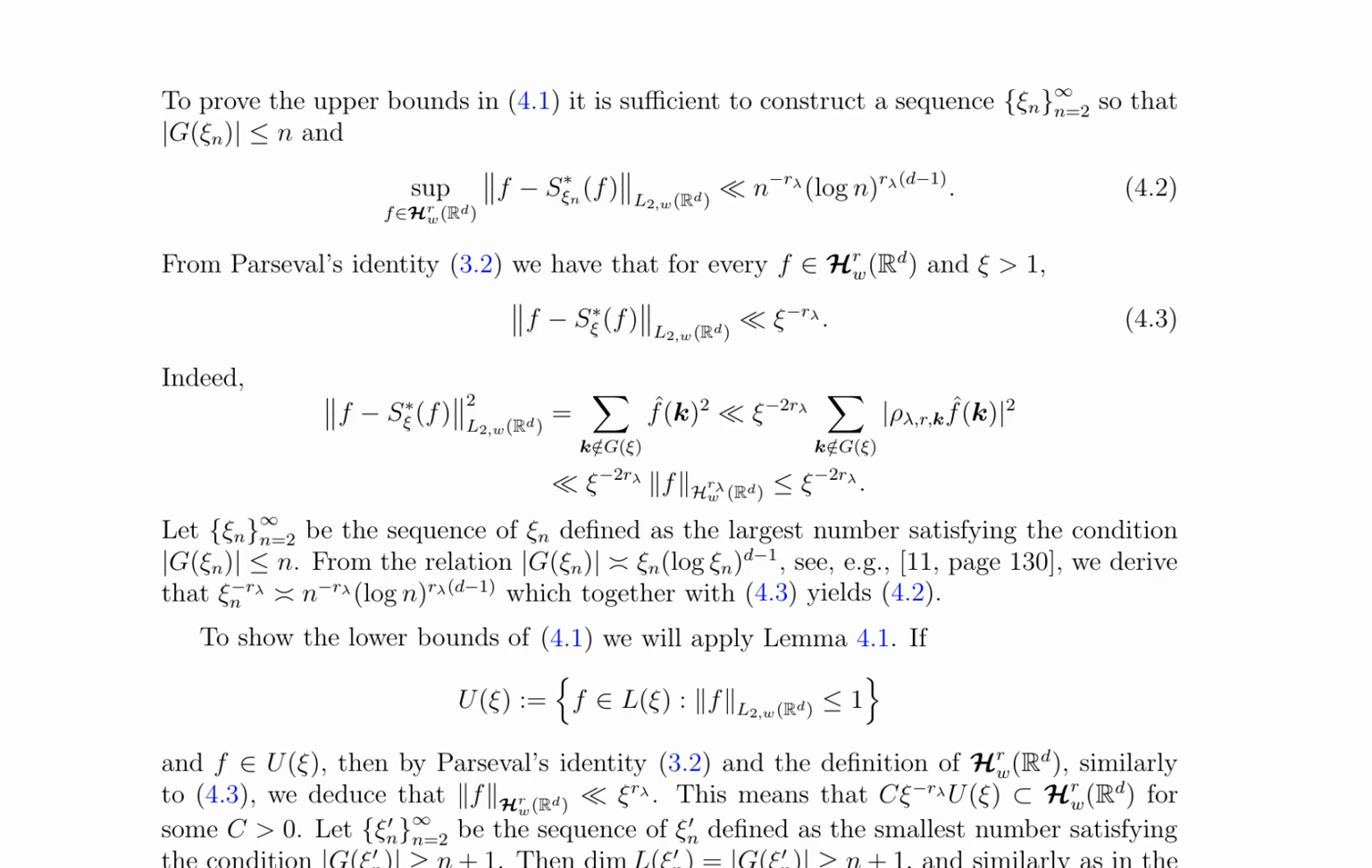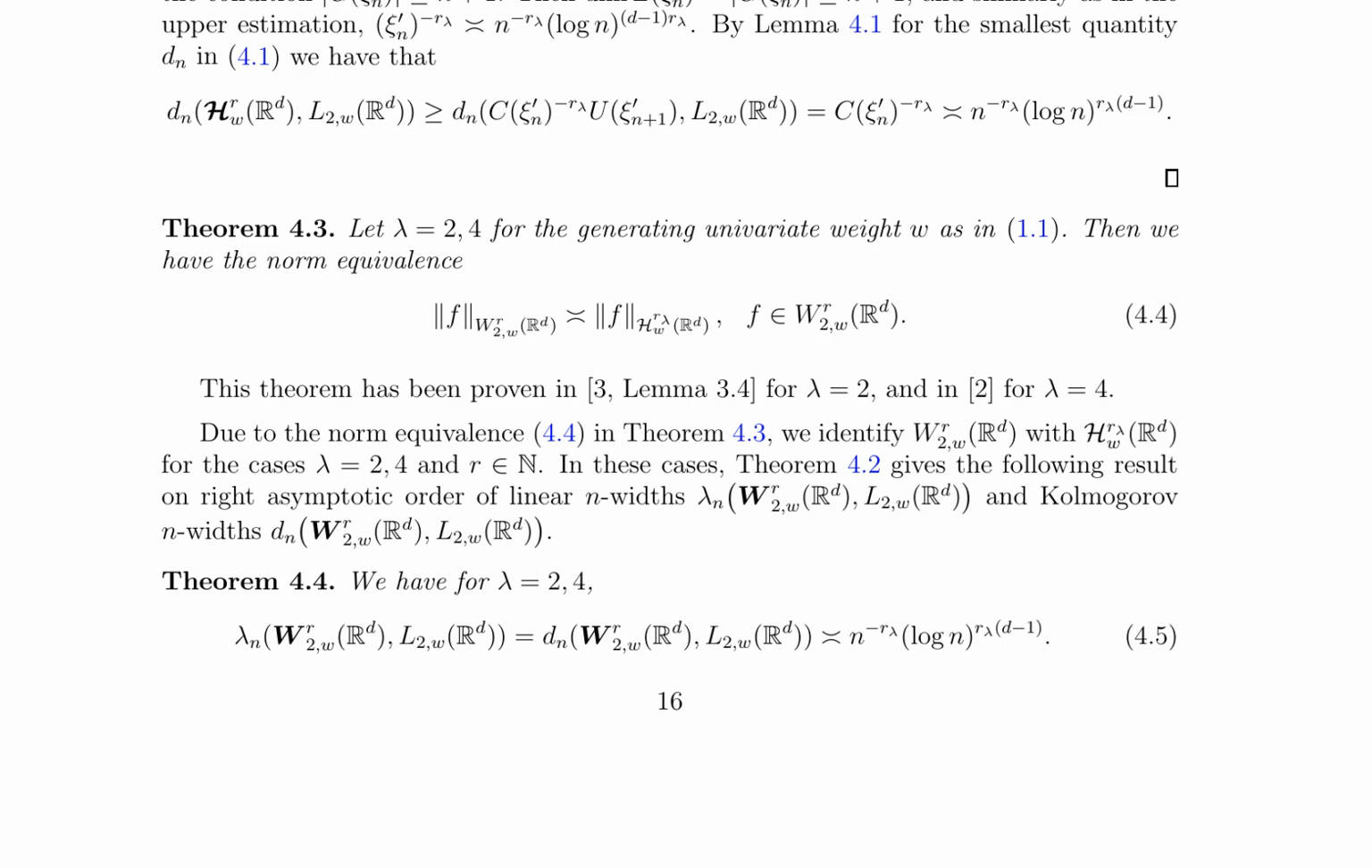This yields the upper bound: lambda_n of R_lambda(W_rho) in L2(W_rho) and d_n of R_lambda(W_rho) in L2(W_rho) are much less than n^(-r_lambda) (log n)^(r_lambda (d-1)). To prove the lower bound, the authors apply lemma 4.1 and construct a sequence xi_n, n equals 2 to infinity, such that the cardinality of G(xi_n) is greater than or equal to n plus 1. They show that d_n of R_lambda(W_rho) in L2(W_rho) is greater than or equal to d_n c xi_n^(-r_lambda) u_{xi_n+1} in L2(W_rho), which equals c xi_n^(-r_lambda), that is, n^(-r_lambda) (log n)^(r_lambda (d-1)).